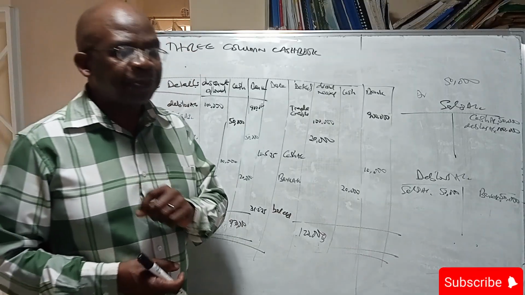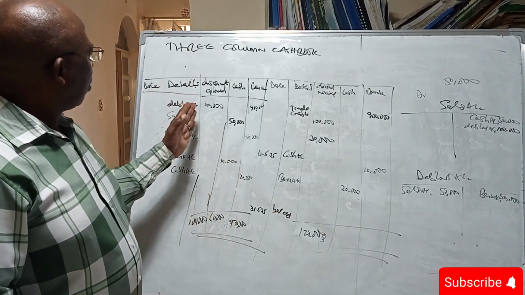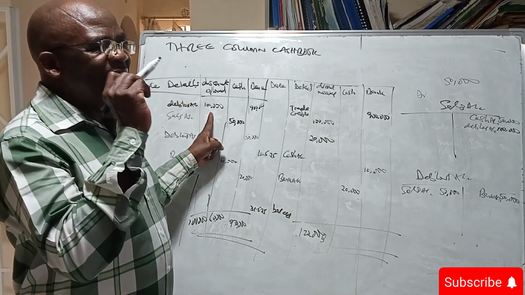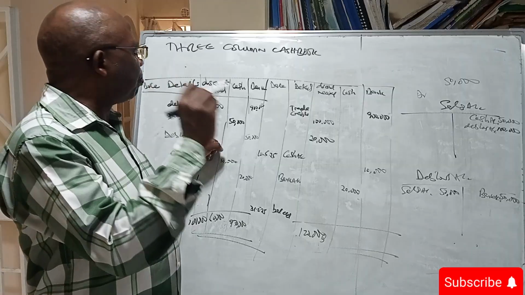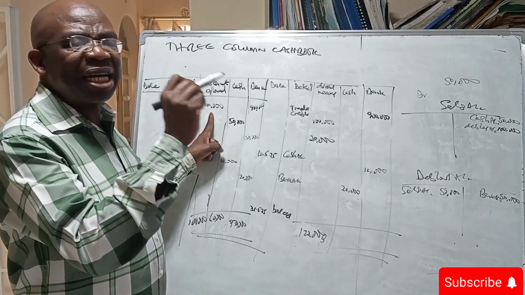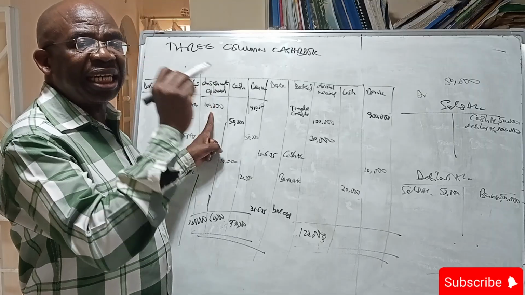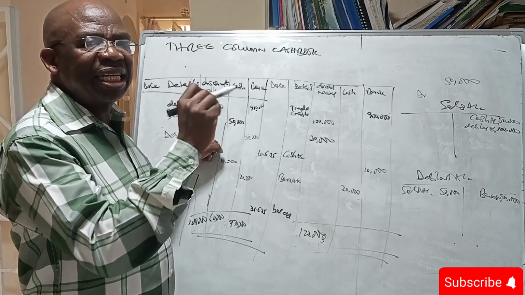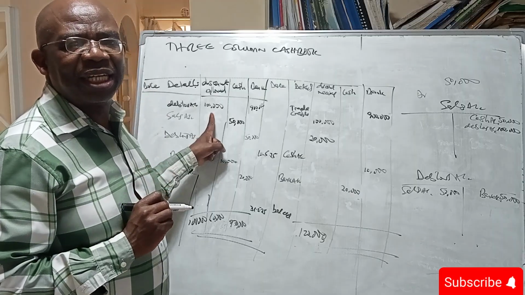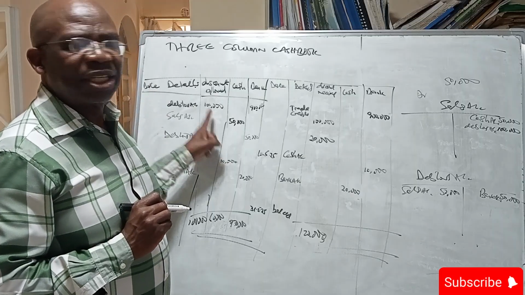Something you must note is that as we debit discount allowed, we are crediting the corresponding debtors account in the debtors ledger, not in the general ledger.